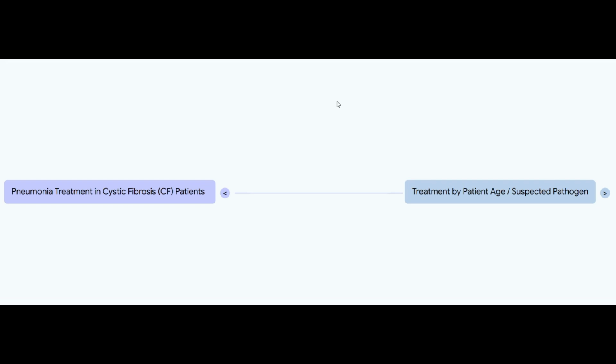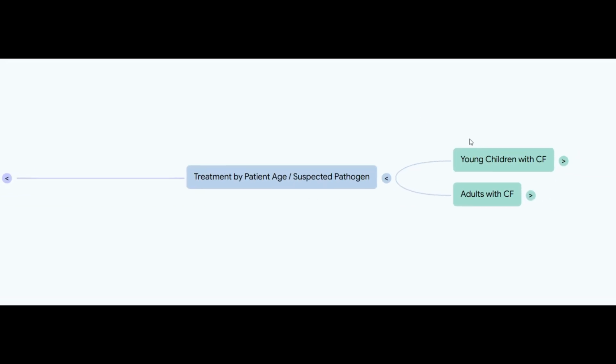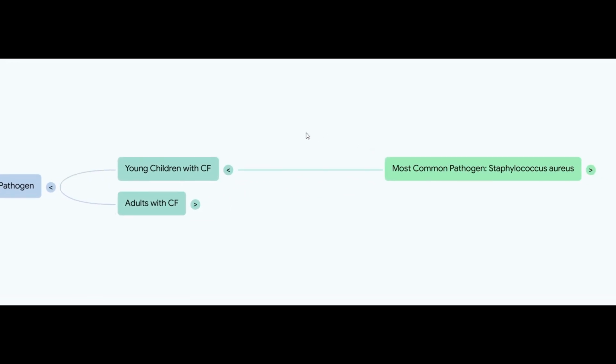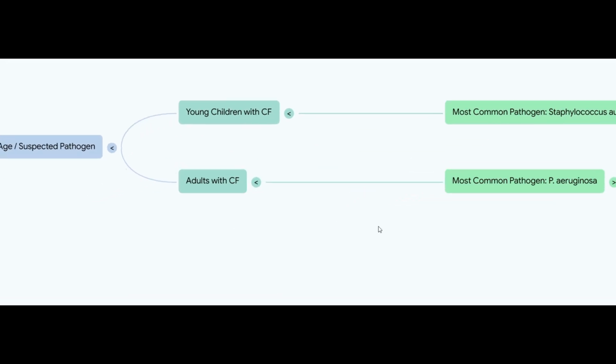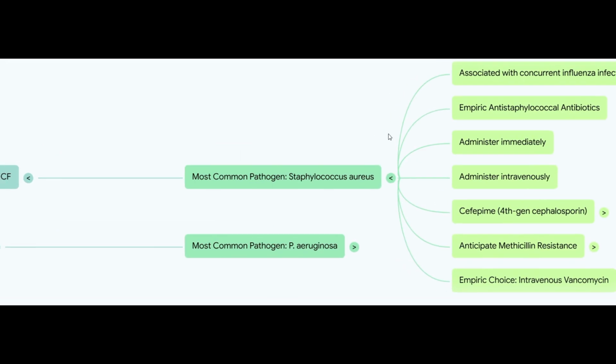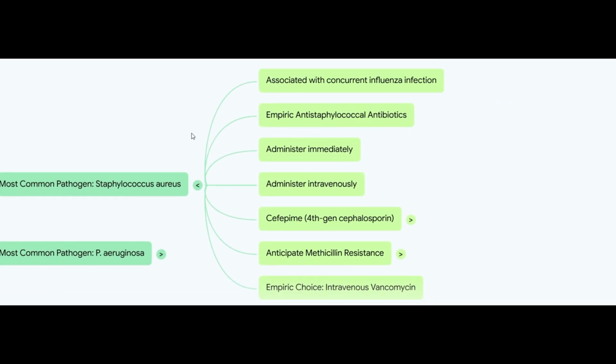Now, when it comes to the treatment of pneumonia in patients with cystic fibrosis, we have to focus on the age of the patients because this will give us a hint about the suspected pathogen. In young children, the most common pathogen is Staphylococcus aureus, and in adults, the most common pathogen is Pseudomonas aeruginosa, just like we said before. With Staphylococcus aureus, it is usually associated with concurrent influenza infection. Usually, we start with empiric antistaphylococcal antibiotics to save time and to save the patients.